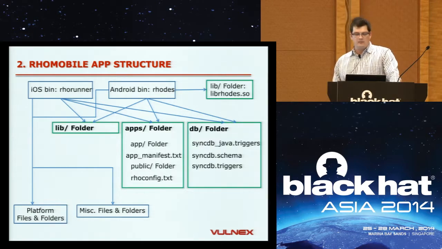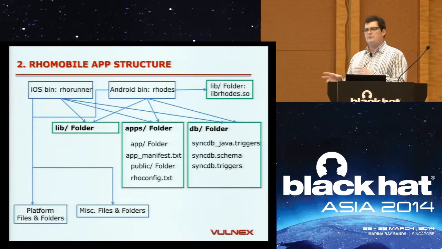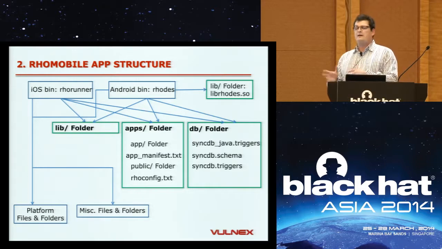It will also create a general lib folder, the one in green there. In this folder you can find the entire Ruby bytecode for the RhoMobile framework. So here we only find all the libraries the application needs from the Ruby framework. It's not the application you have to write. It's just the libraries you need from the framework, and RhoMobile puts all of them in this folder.